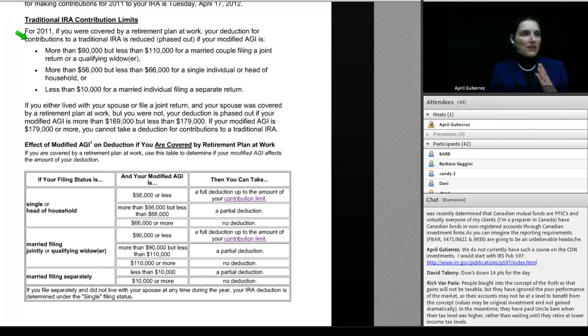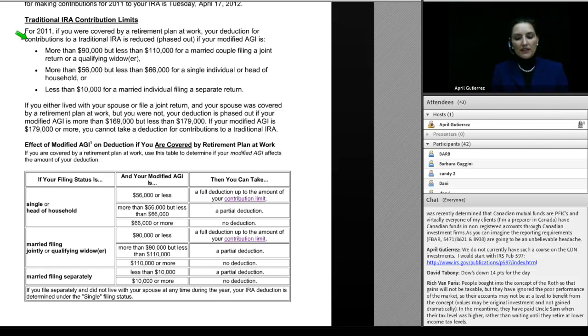The income must be compensation. Compensation comes from earnings, such as a job or self-employment, and from alimony. Those are the two forms of compensation that qualify you for making contributions to an IRA. The second part, or the second side of making contributions to an IRA, is whether or not you are allowed to claim a deduction because you put money into your traditional IRA.